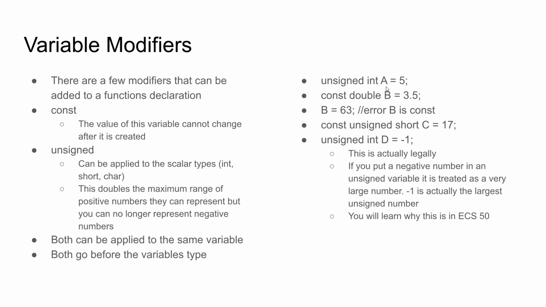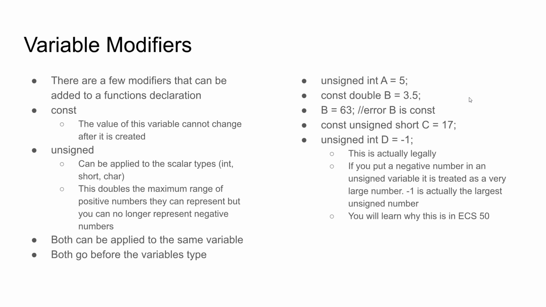So here we have an unsigned integer a. It has the value 5. A constant double b equals 3.5. The value of b can't change afterwards. If you attempt to change it, the compiler is going to give you an error that says, this thing is constant. You can't change it anymore. So it'll catch you if you accidentally make that mistake. You can have a constant unsigned short c is equal to 17.